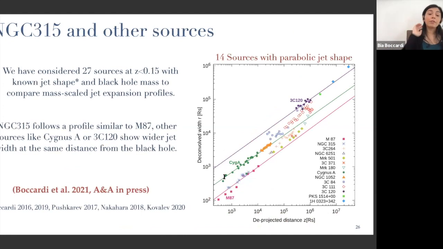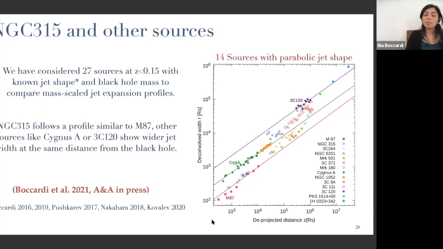And therefore, we have considered a sample of 27 sources with redshift less than 0.15, which have a known jet shape at the base and a known black hole mass, so that we could compare the jet expansion profile once they have been mass scaled. So the jet expansion profile in units of Schwarzschild radii. In physical scales, these are different scales, but in units of Schwarzschild radii, we should observe similar scales.